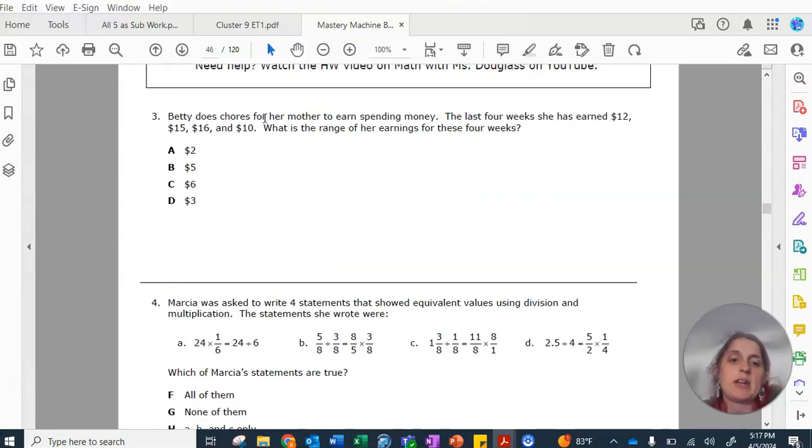On the back, Betty does chores for her mother to earn spending money. The last 4 weeks she earned $12, $15, $16, and $10. What is the range of her earnings? You have a flashcard that tells you how to find range, so make sure you're looking at your flashcards.